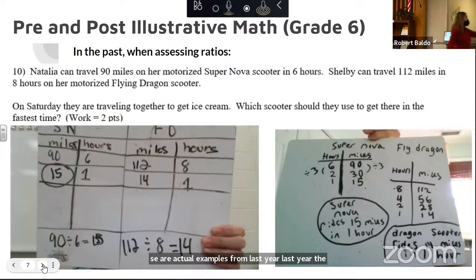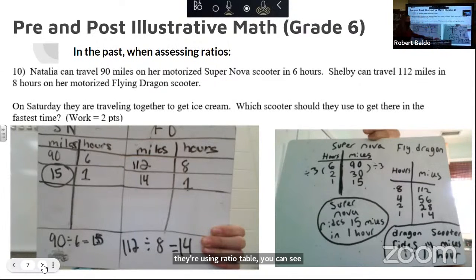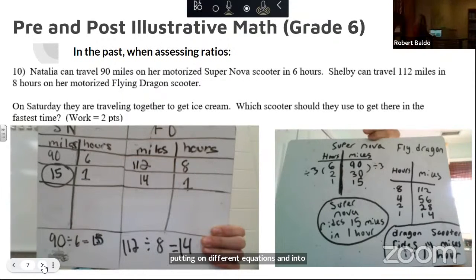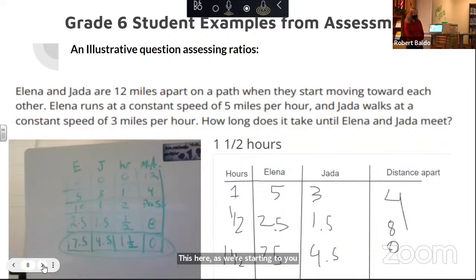So you can see they're using ratio tables. You can see that they're putting different equations and pieces into that. And we were really happy with that. This year, as we're starting to use more of the assessments from Illustrative, what we're seeing is that kind of thinking, but then also raising it to a higher level.